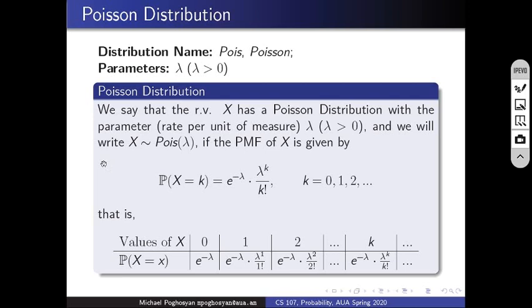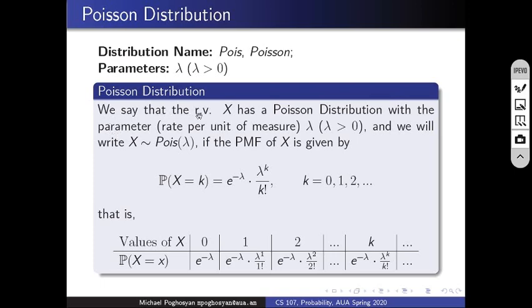Poisson distribution's name is Poisson for short, or PO sometimes. It has just one parameter lambda, and lambda is positive, any positive number, and lambda is called the rate per unit of measure. We will talk a lot about that parameter later. So the definition is the following.